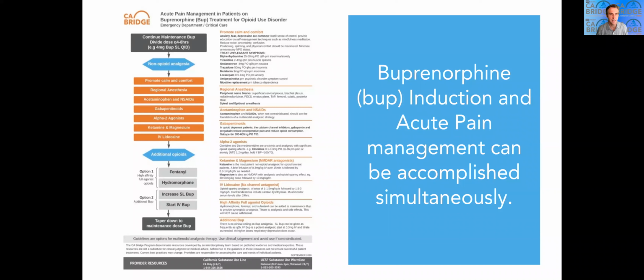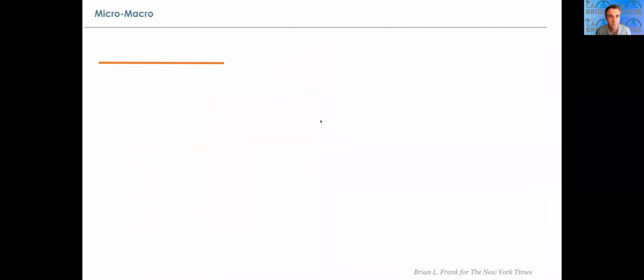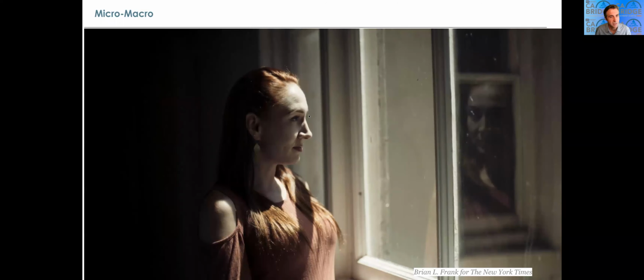So if someone also has a pain condition, you've got a green light. Give that person ketamine, put them on a ketamine drip and induce them onto buprenorphine and wrap it all into one big thing. That's a whole lecture right there, but it's something I love doing. Micro macro we talked about, right?